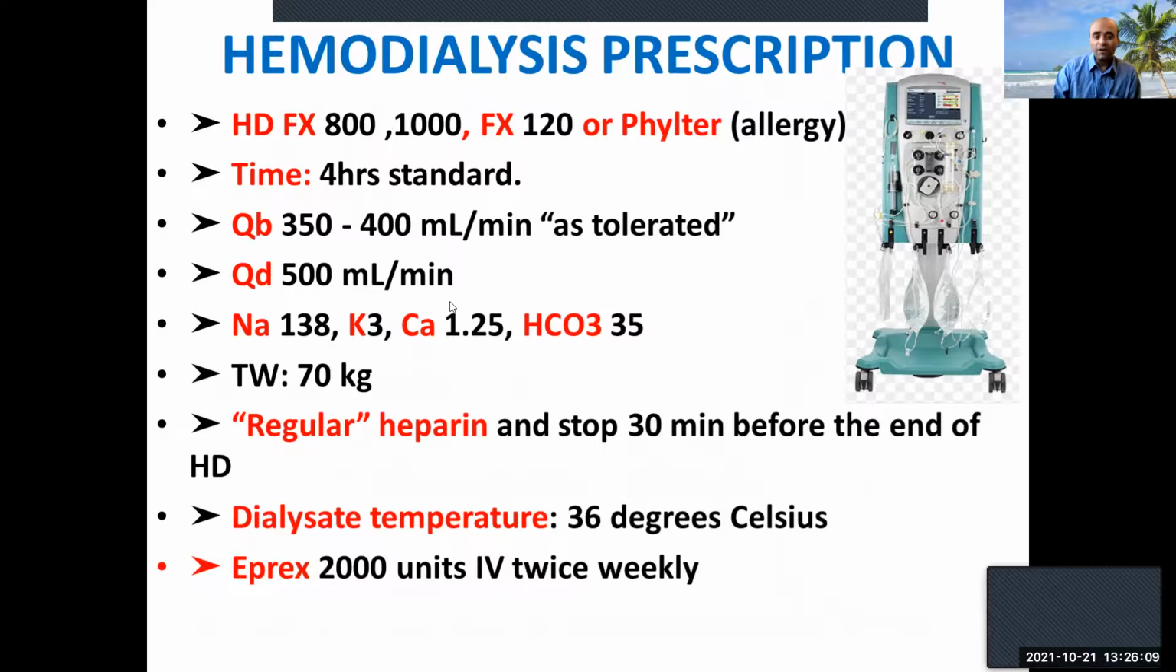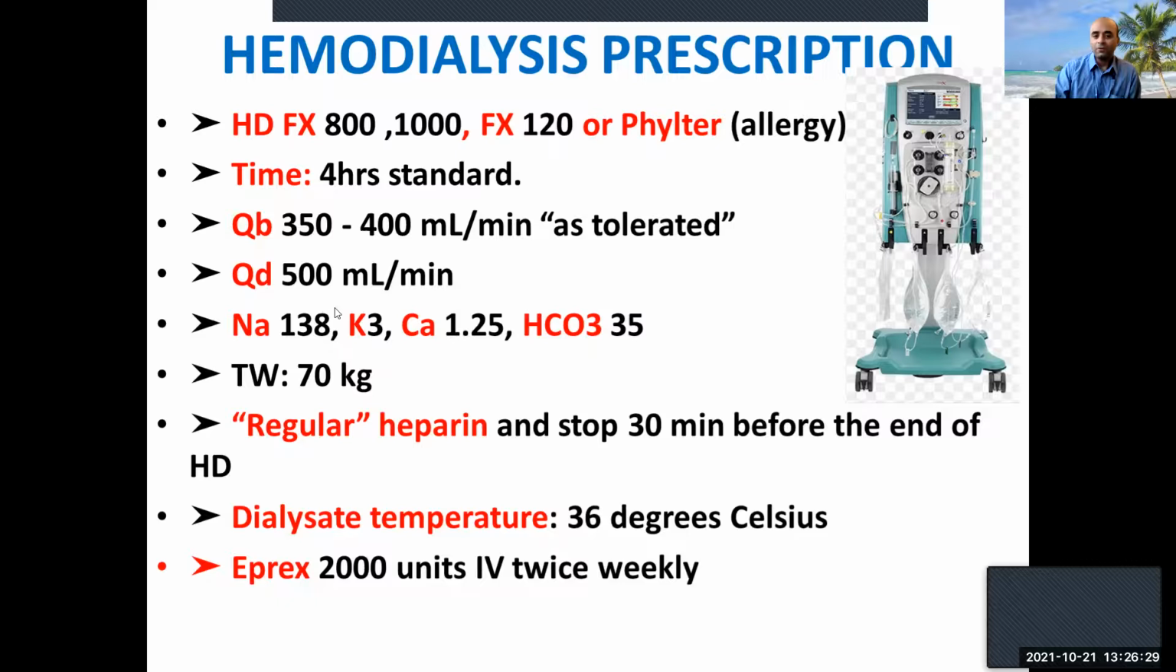And the dialysate flow is 500 ml per minute, or 700 or 800. You can increase according to your clearance or Kt/V, or the patient's general condition, or his lab urea and creatinine. And sodium 138 is the standard, and you can increase or decrease according to your serum sodium.